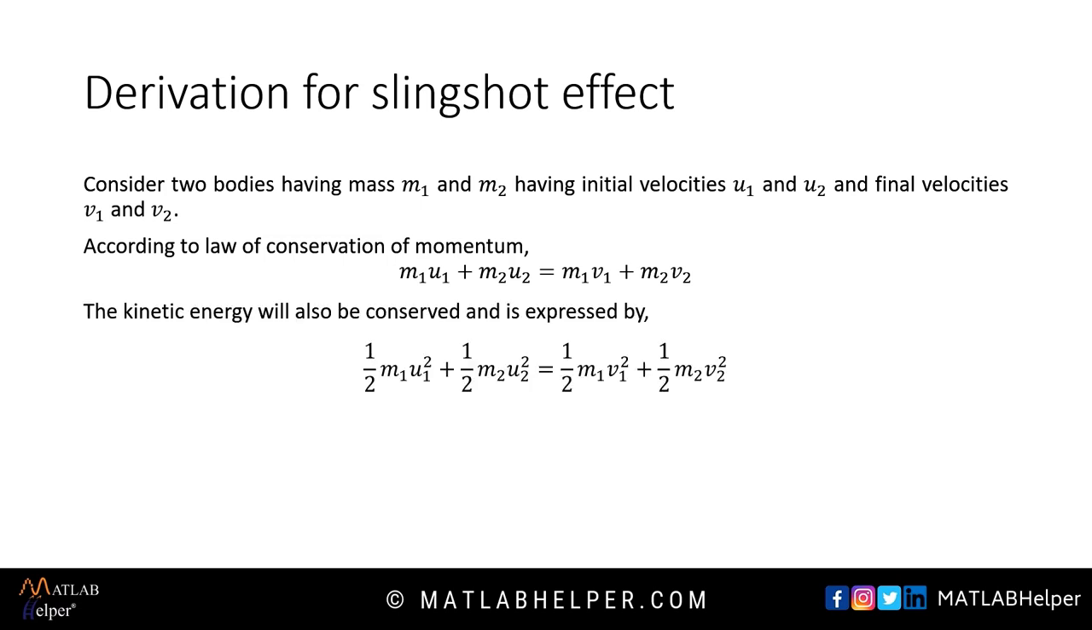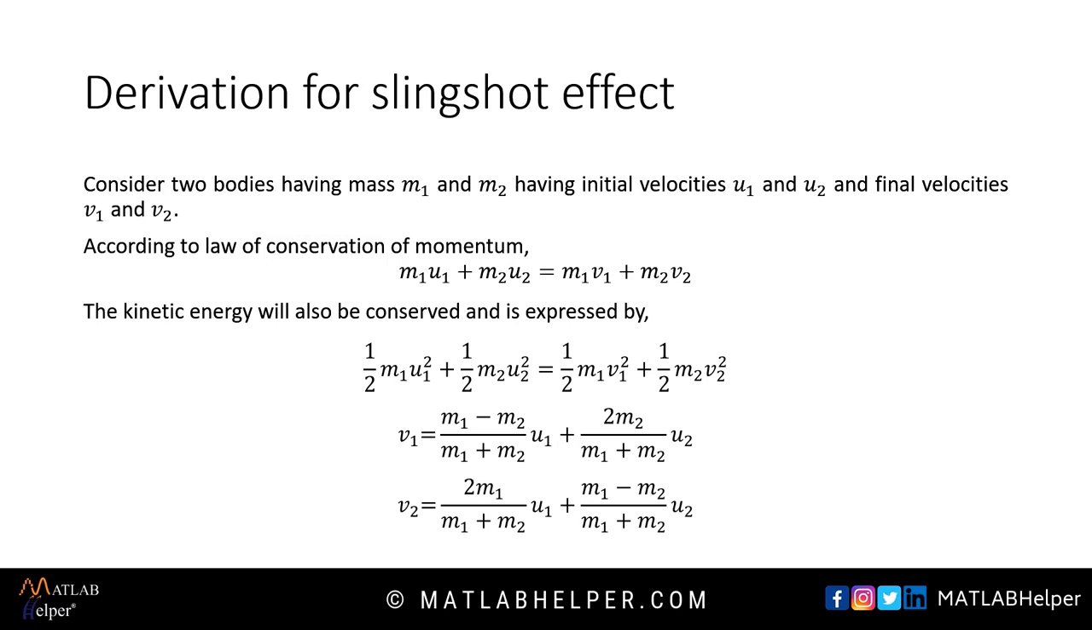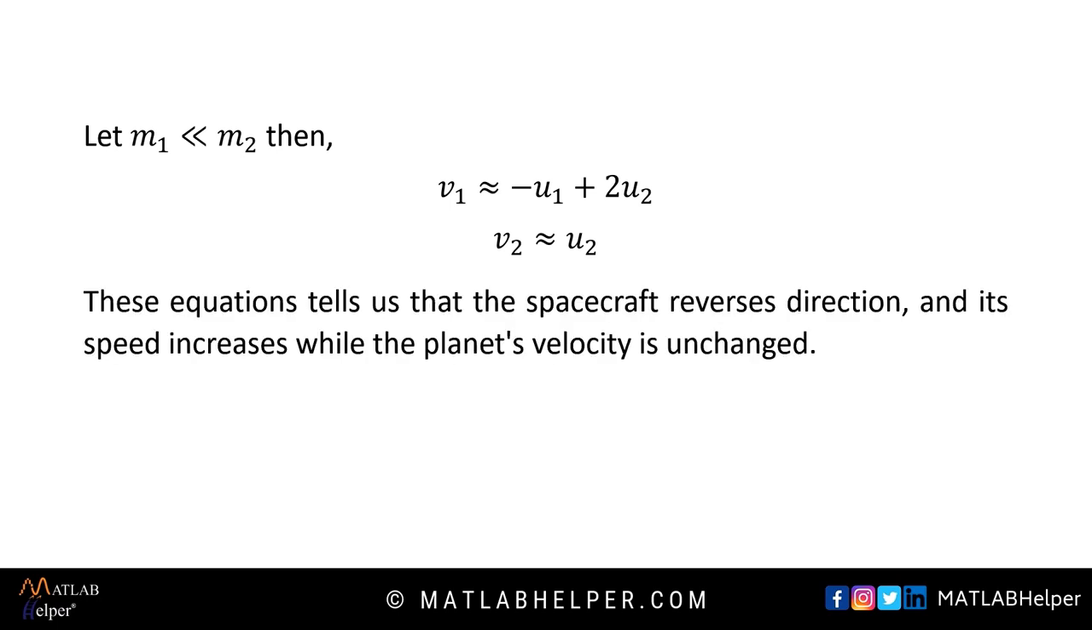Solving for v1 and v2, we get this result. Since the spacecraft's mass is much smaller than that of the planet, we will get this result. These equations tell us that the spacecraft reverses direction and its speed increases while the planet's velocity is unchanged. Now let's model this effect in MATLAB to study its working.